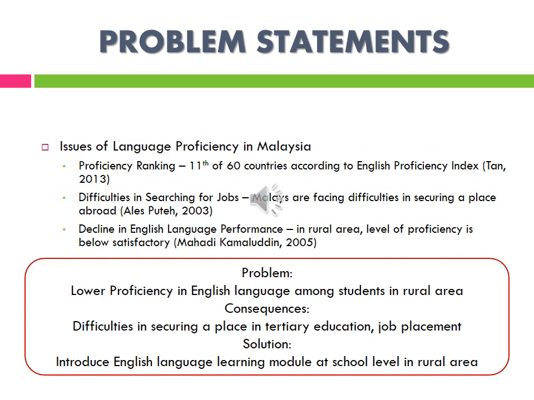Even though Malaysia is ranked the 11th most proficient country of 60 countries according to the English Proficiency Index, there is still a small portion of citizens who are not proficient enough in the English language. Therefore, in Malaysia, fresh graduates usually have difficulties in seeking jobs due to their lower proficiency in English. Mahadi Kamaluddin supported this view by noting the decline in English language performance, especially among students in rural areas.